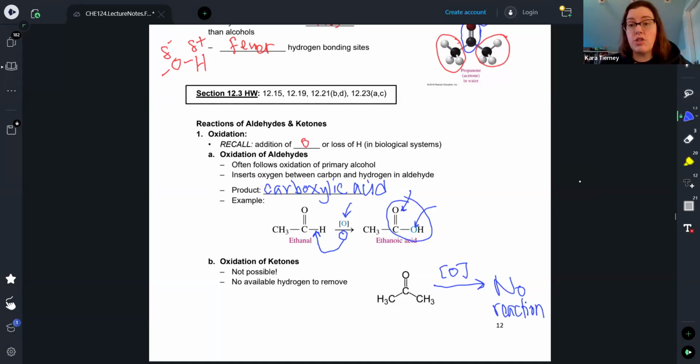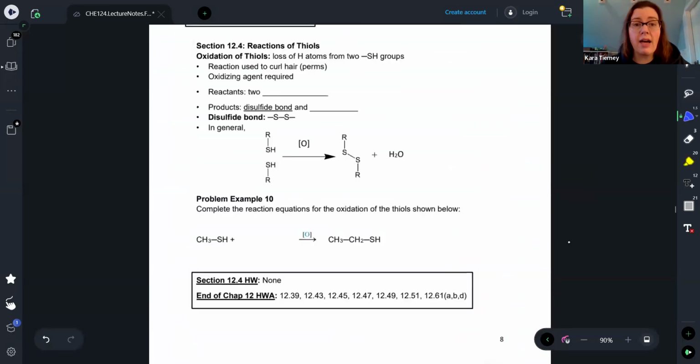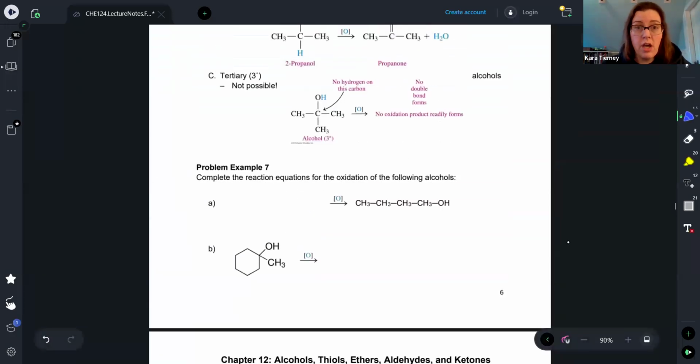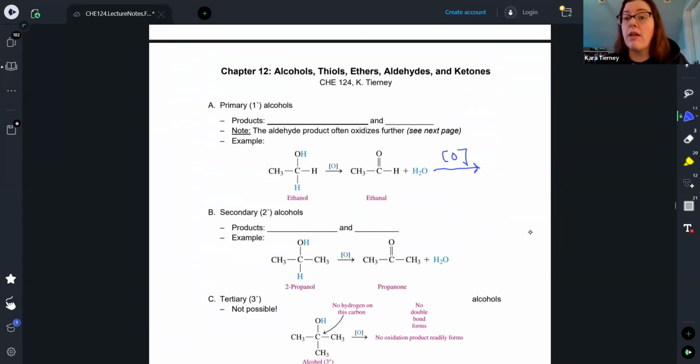Now, earlier in the chapter, and this is what I was going to talk about if I go way back, when we were talking about the oxidation of alcohols, specifically the oxidation of a primary alcohol, it created an aldehyde. And then that aldehyde, if it is in the presence, which it still is, of an oxidizing agent, would form the carboxylic acid that we saw.